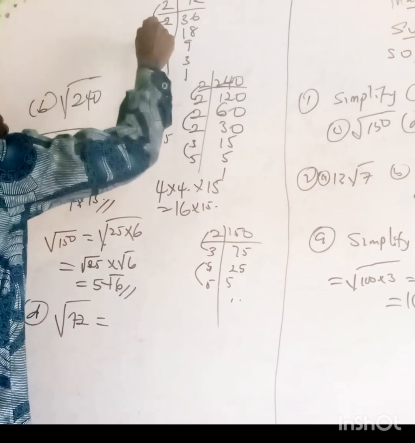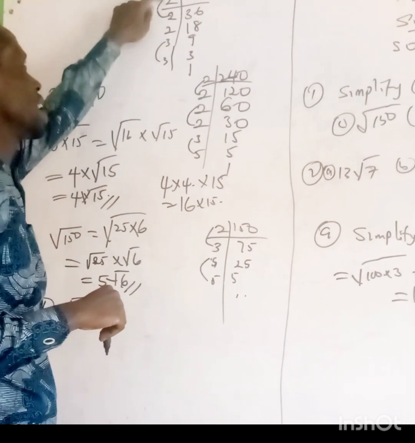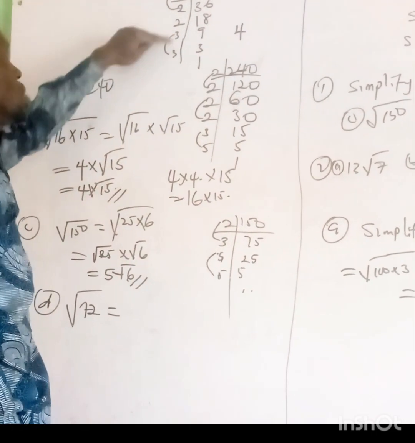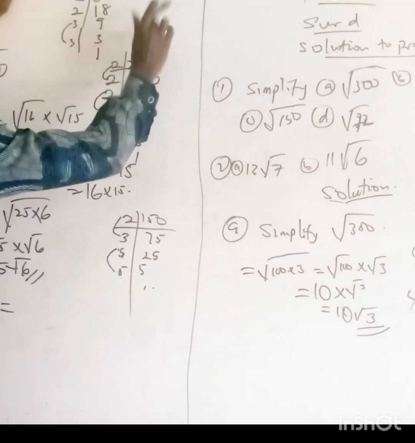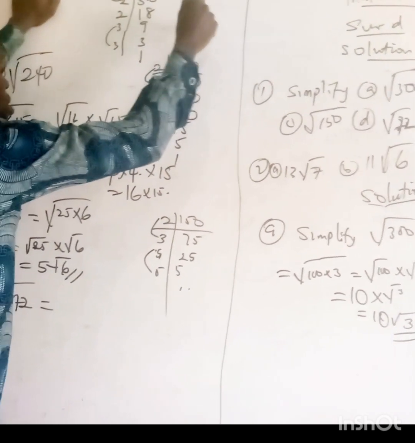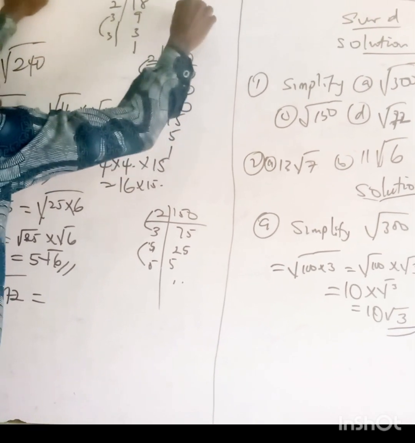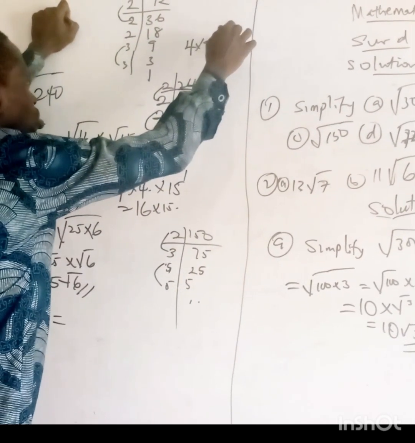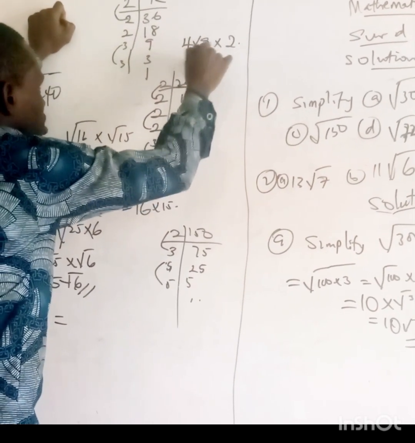So these two, you see that? 2 times 2, because you can get one perfect square from there. That's 4. This 2 again, 2 times 2, 3 times 3. That's 9. So that's 3 times 3, that's 9. Then times the remaining one. What do we have remaining? 2. So 4 times 9, that's 36 times 2.